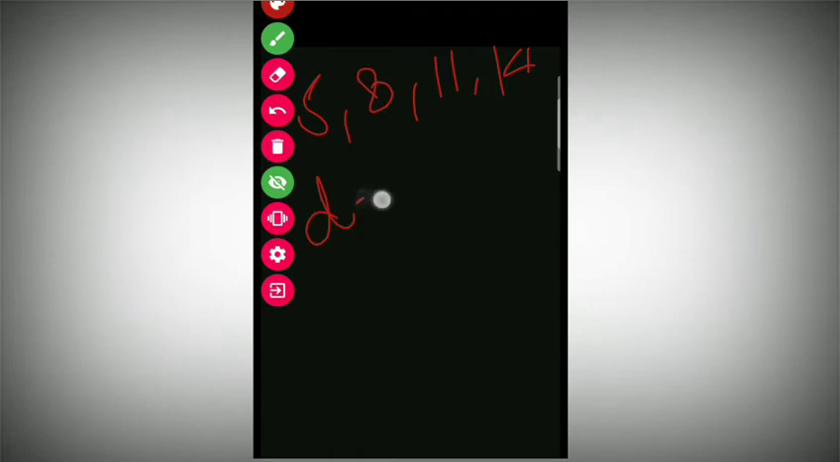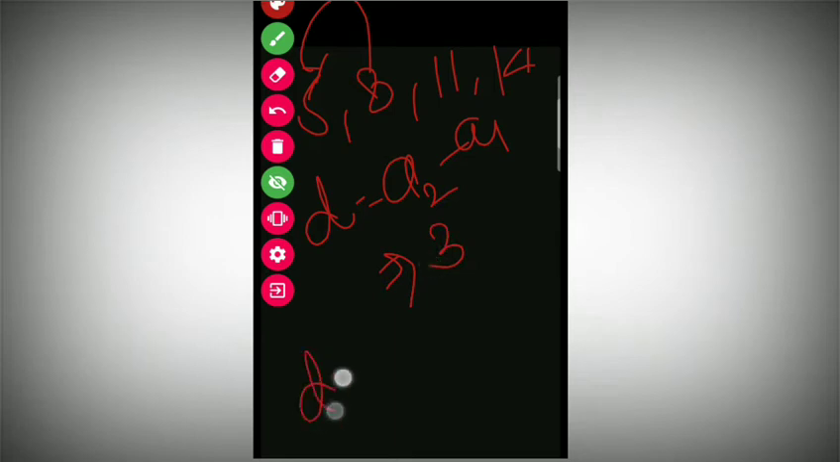Now we have to find out the difference. Difference means the difference between two consecutive numbers, meaning between the second term and the first term. This is A2 minus A1, that is 8 minus 5, which is 3. You can find it from 8 and 11 also: 11 minus 8 is also 3. So here the difference always remains constant or equal. That is why this sequence is known as an AP.